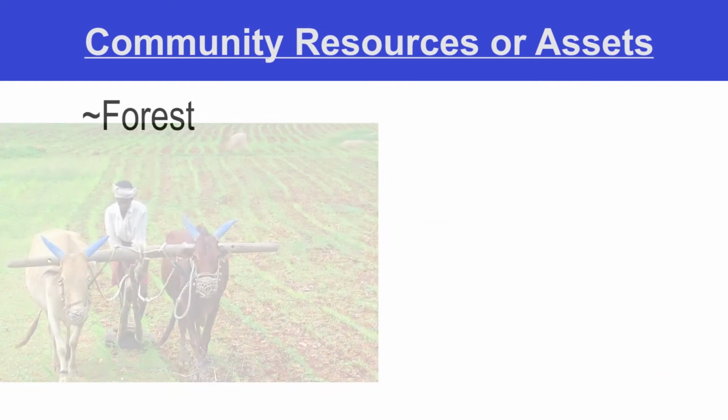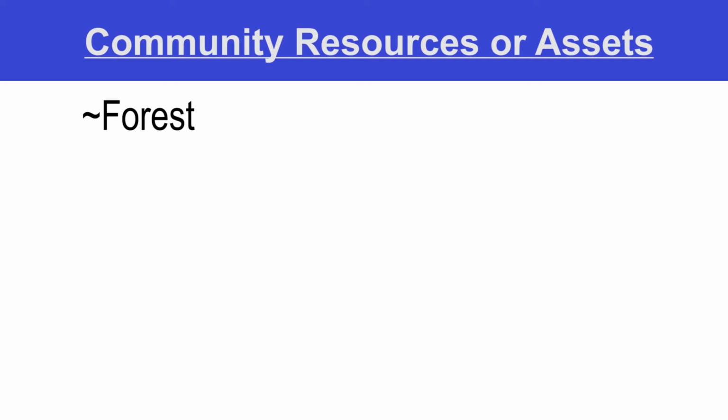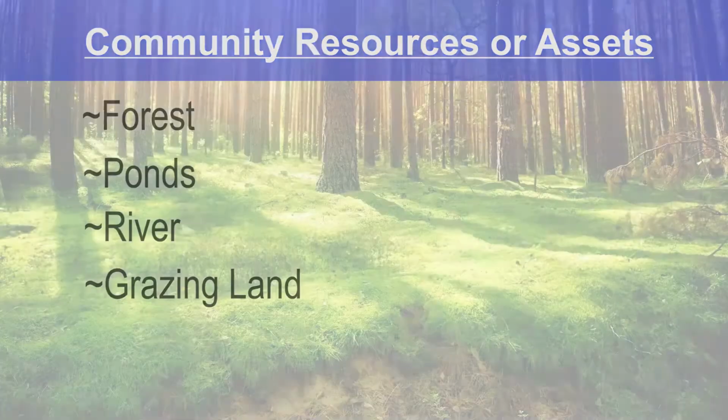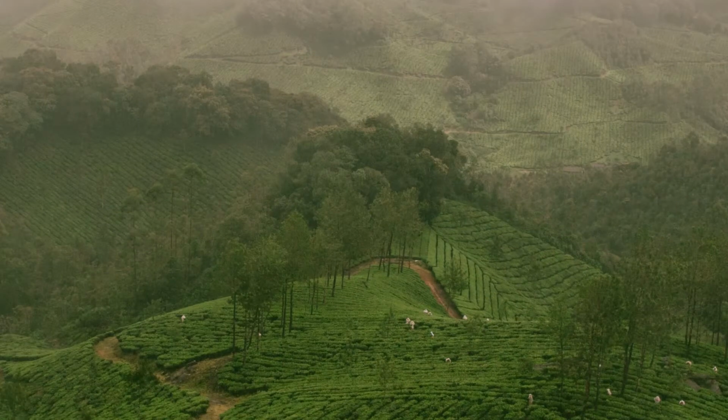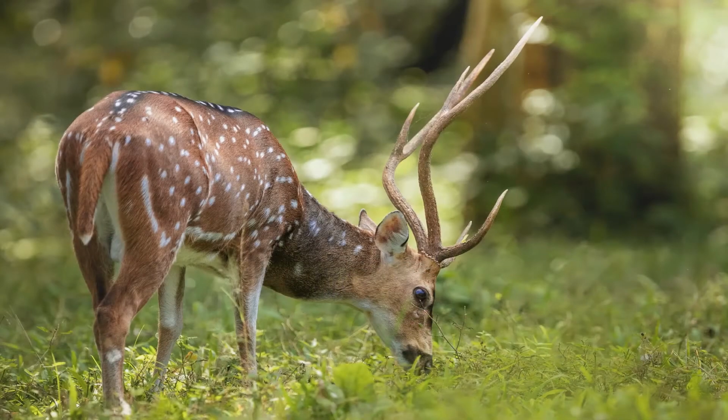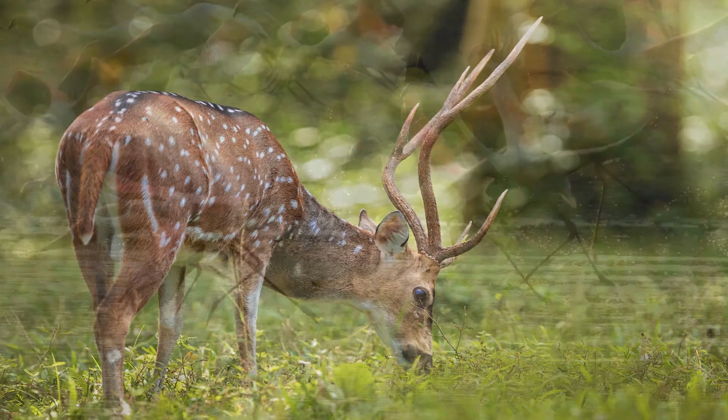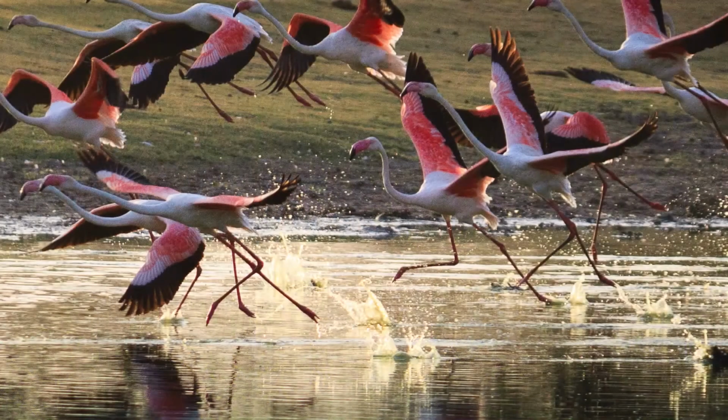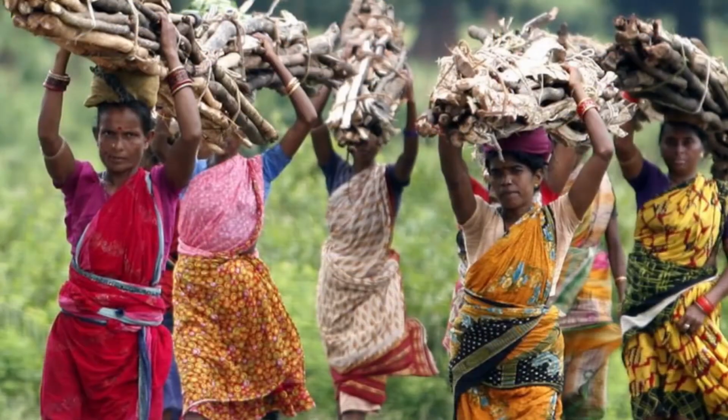Let me ask you a question. Who owns the forest? Who owns the ponds? Who owns the river? Who owns the grazing land in the village? Let's discuss the forest just as an example. It may be owned by the forest department and no human may be allowed to enter, so that the animals, the plants and trees are protected from the humans. It may also be owned by the forest department, but specific groups of people may be allowed to enter.